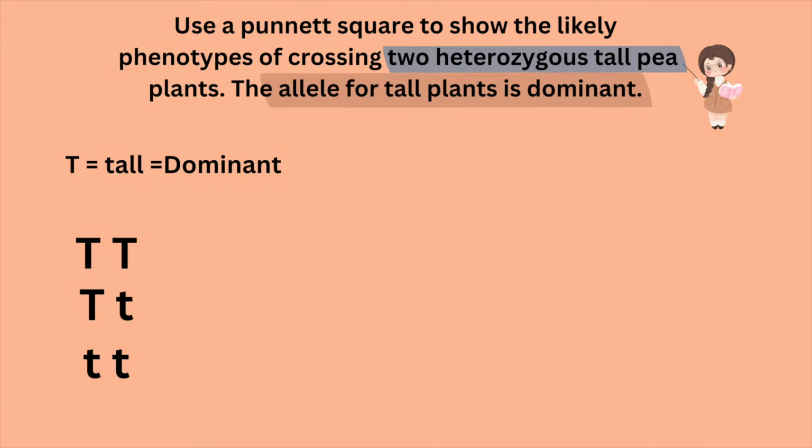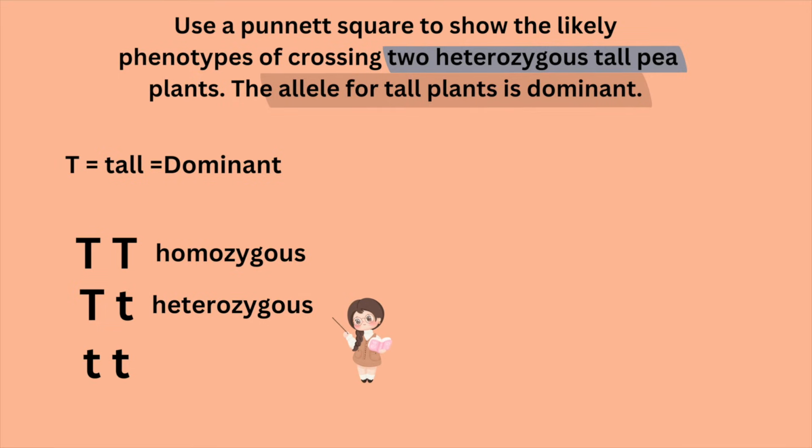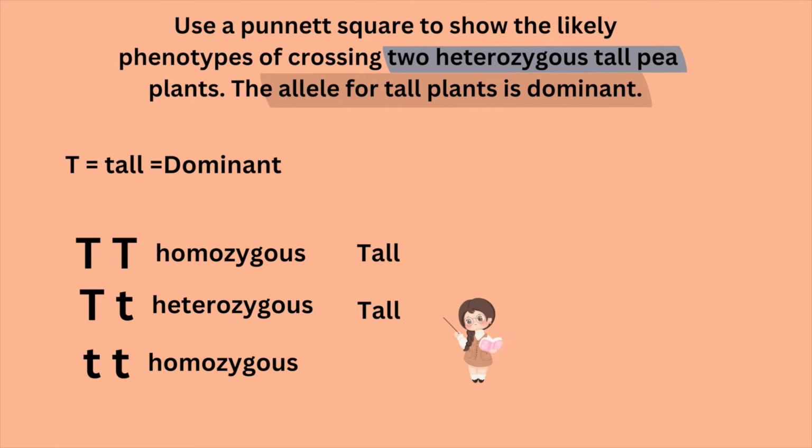The given information tells us both the plants are heterozygous and tall. So the genotype we're looking for must be heterozygous and it must have the dominant allele. Big T, big T is homozygous, big T, little t is heterozygous, and little t, little t is homozygous. The only genotype that fits our description is big T, little t. It is heterozygous and it codes for a tall plant.